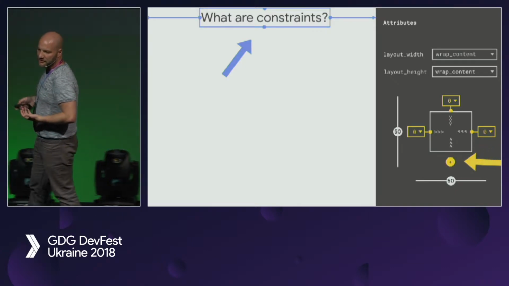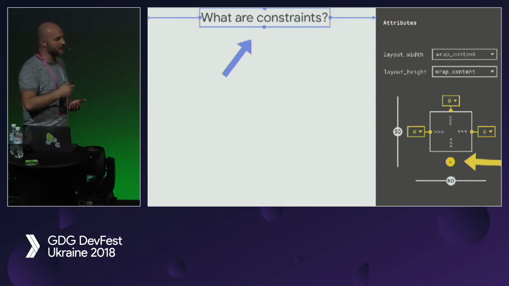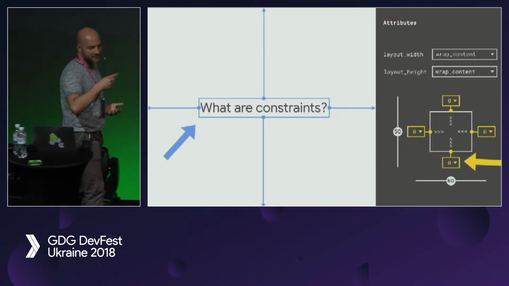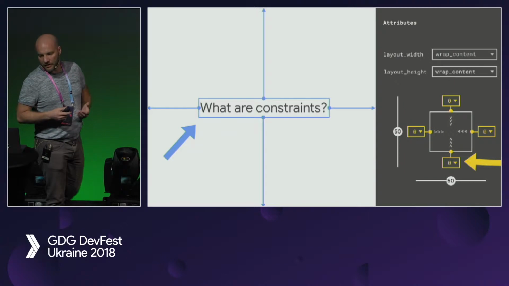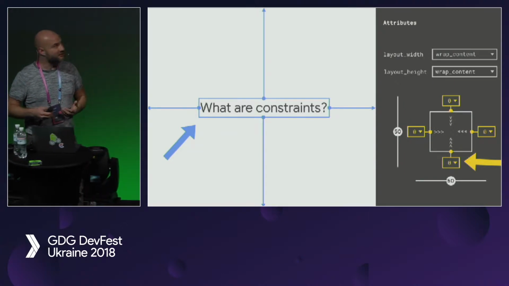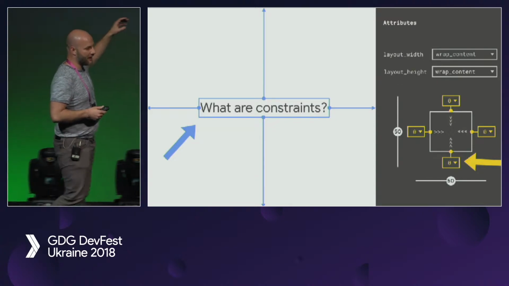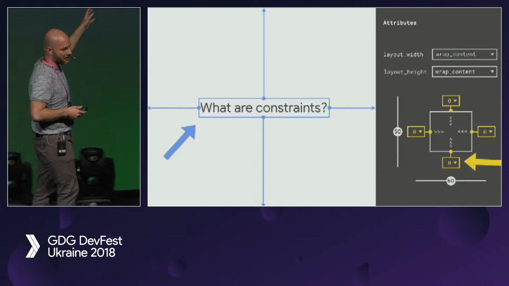Now, if I want to center this vertically, I have a 0 dp constraint on top. And now I'm going to go ahead and put a 0 dp constraint on bottom. And that's going to center this view all the way in the view hierarchy. So that's all constraints are. It's a source with the top, the left, the right, or the bottom, and a destination. Here, we're only constraining to the edges of the view hierarchy.